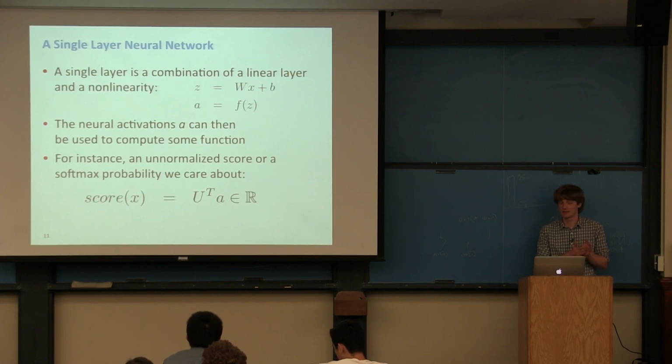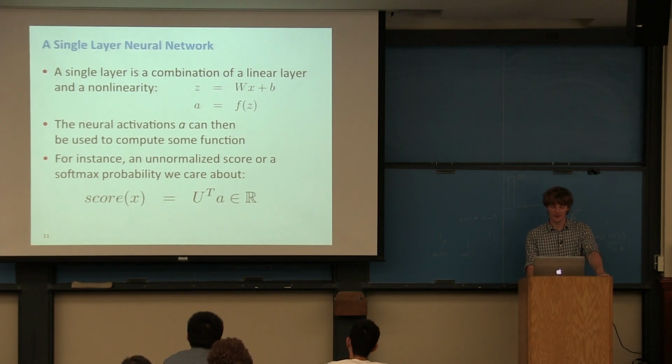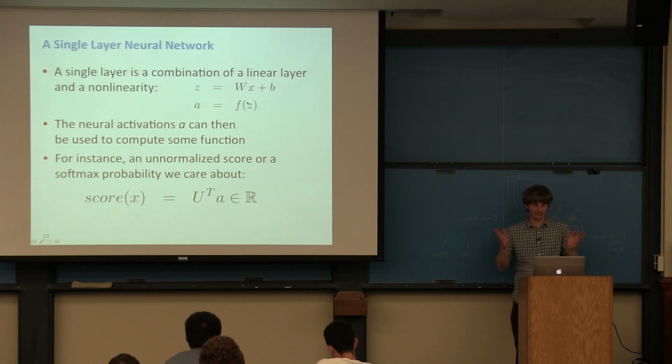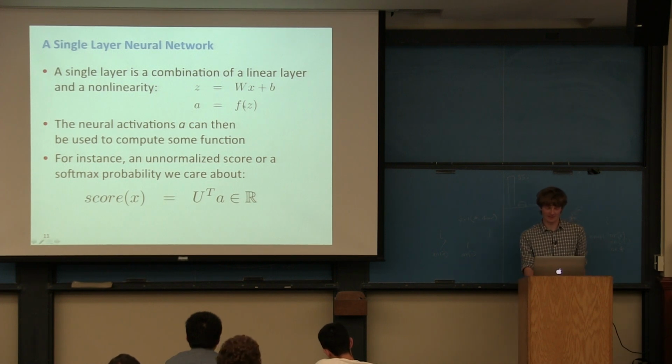So in the last lecture at the end, we defined our neural network with a single hidden layer with the following two steps. We had our linear layer, which we'll define as Z, which is just a matrix multiplication Wx plus b. And then we had an element-wise nonlinearity, like the sigmoid. Once you have this neural activation vector a, you can see that as your feature set again, and you can compute any kind of function on top of that.